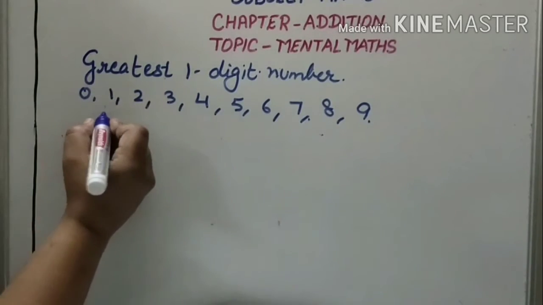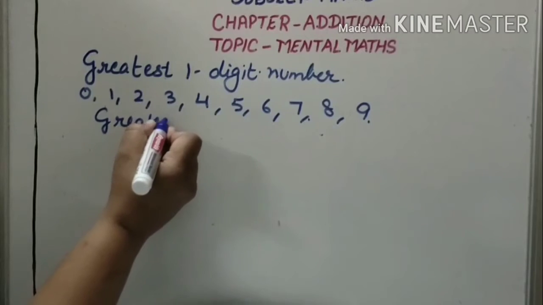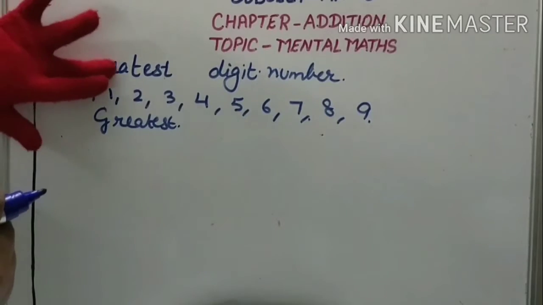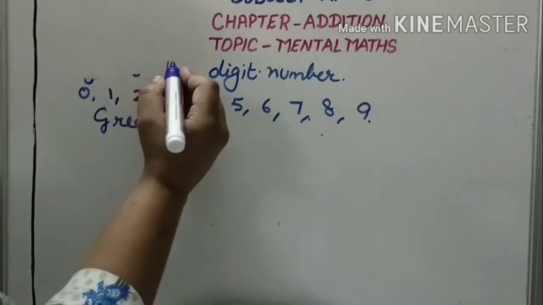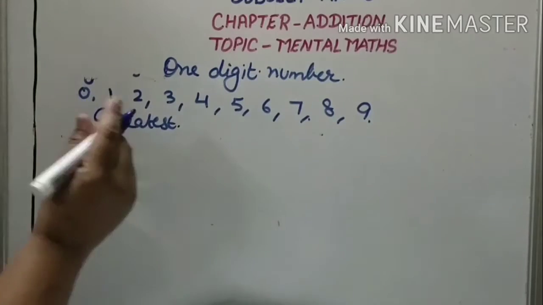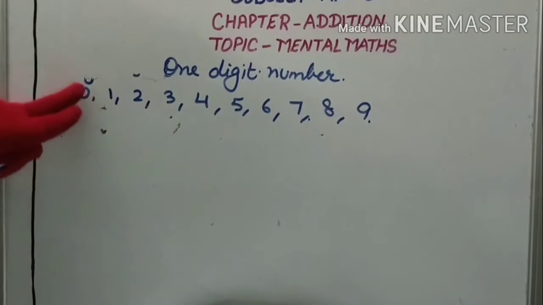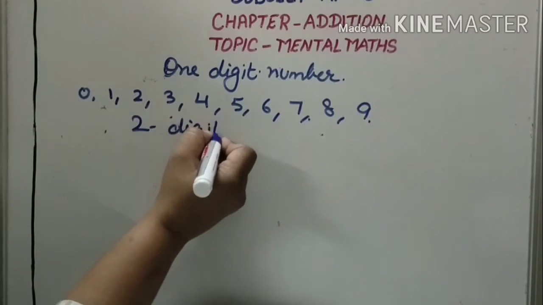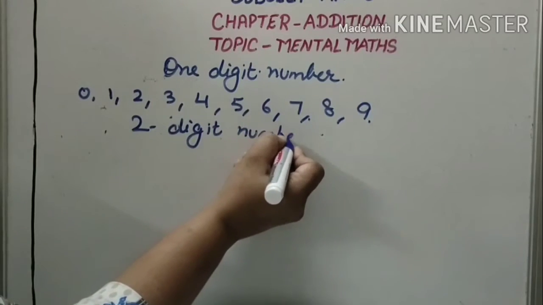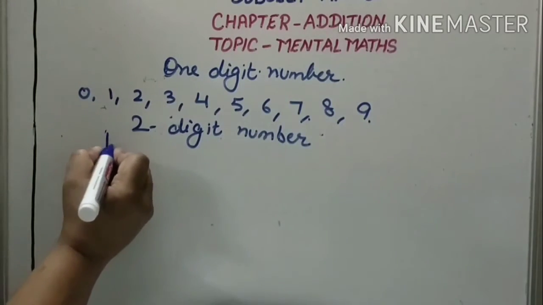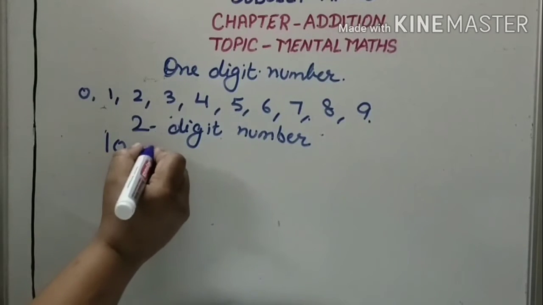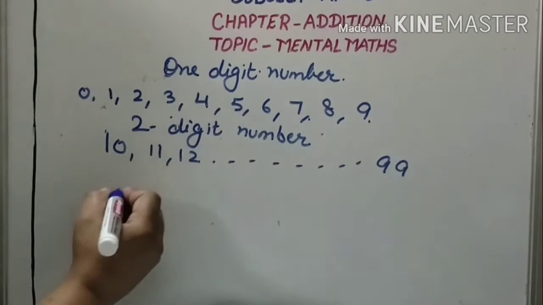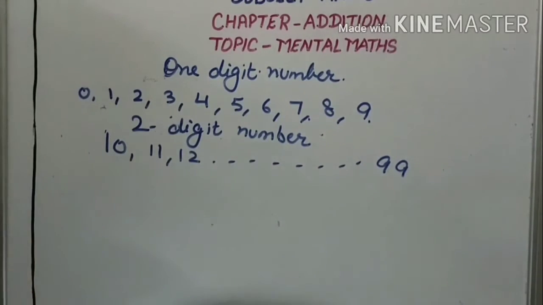Okay, children. Now 2-digit numbers. First of all, these are not greatest, these are 1-digit numbers. I will not write greatest, just 1-digit numbers. Now next I will tell you 2-digit numbers. A 2-digit number is where there are 2 digits in a number. After 9 comes 10, then 11, 12, and it will go up to 99. Then 3-digit numbers start at 100. In this way, children.